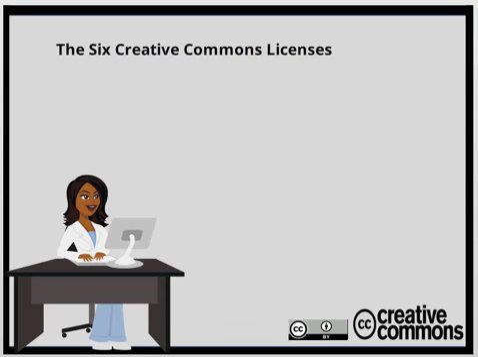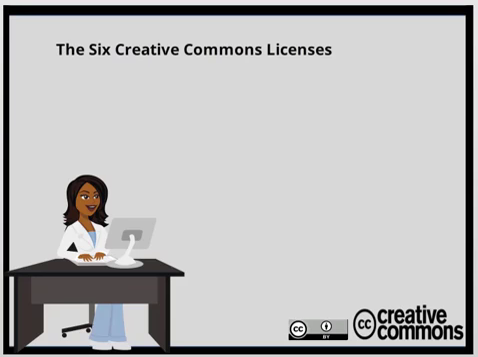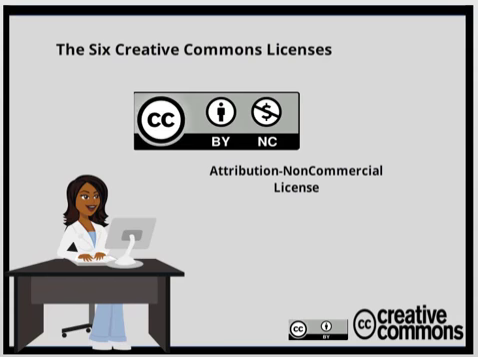The next license is the attribution no derivatives, or the by-ND. This is saying it cannot be changed. It looks like an equal sign for the non-derivatives. It has to be the same work to be utilized, whether it's commercially or non-commercially, as long as they give the attribution to the creator. Our next license is the attribution non-commercial license, or by-NC.